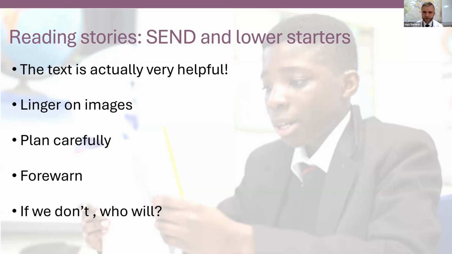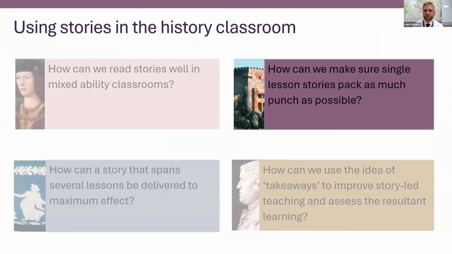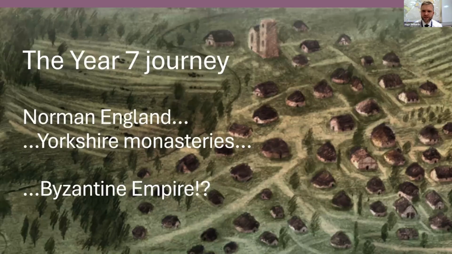Okay, if we move on now to how we might use these single lesson stories a little bit more. There's one other one I'd like to talk to you about, and that's one we use with Year 7. So just like the Henry VII one, we use one on Norman Sicily. So Year 7 begin their story in Norman England. And we begin with Yorkshire monasteries, because those Yorkshire monasteries and saints, that's a story, that's a language, that's a landscape.